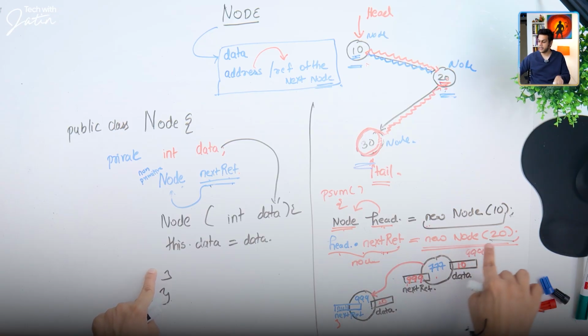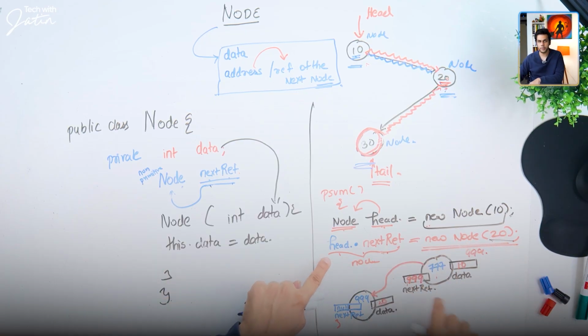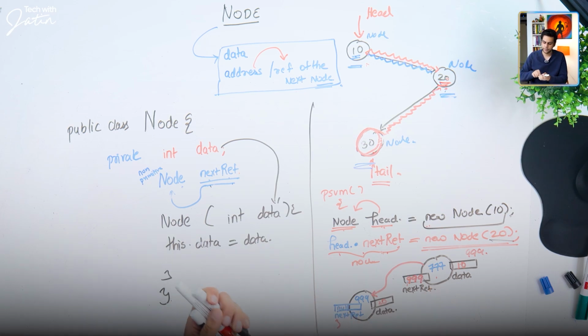When I created the next object, new node of 20, I was using next reference from the head node as my reference variable. So whatever this particular object or wherever this particular object was created, its hash code is stored over here. So 999 came over here. Make sense? Perfect.